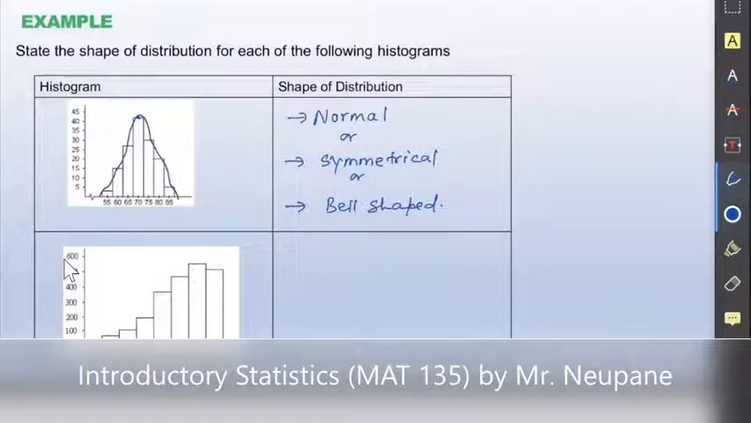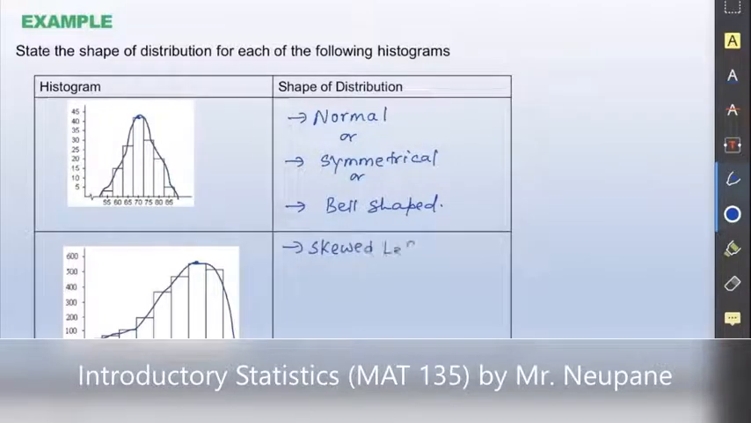Let's go to the next one here. Here is the tallest bar. And then from there, we draw the curve like this, all the way up to there. This side, here it is, and then we come down. So in what direction is the tail more stretched, to the left or to the right? To the left. So that means this data is skewed to the left, right? Yeah. Skewed left.